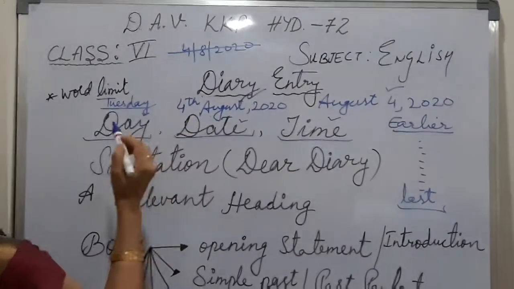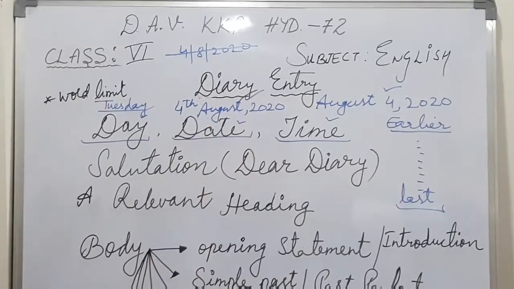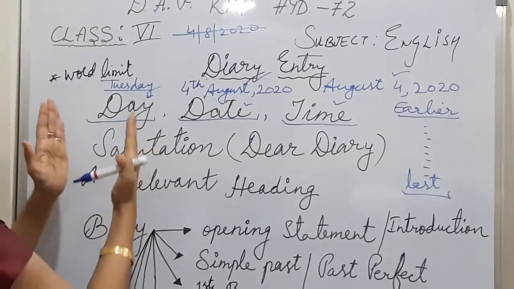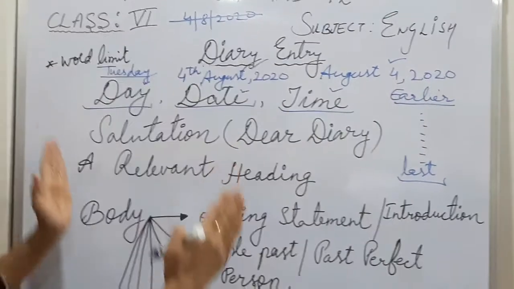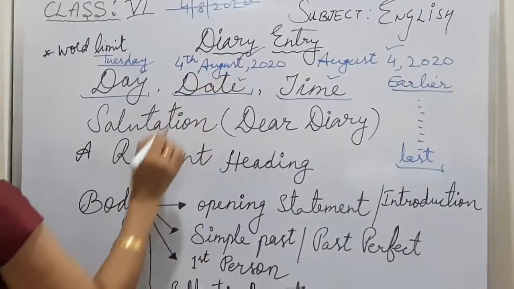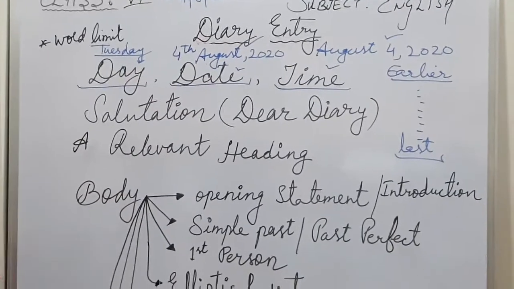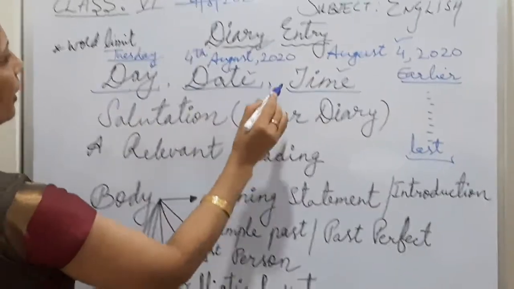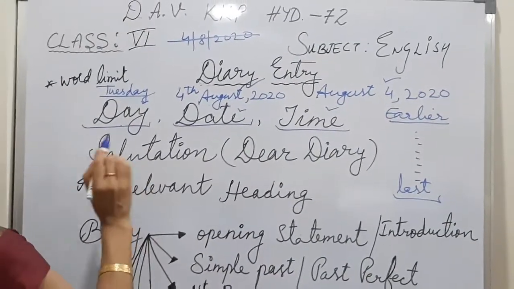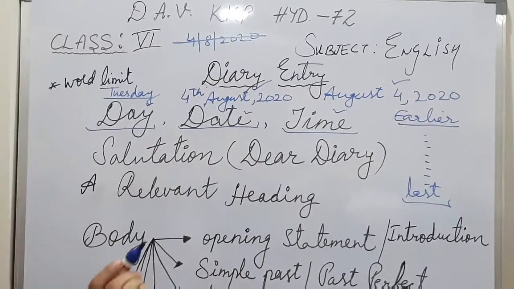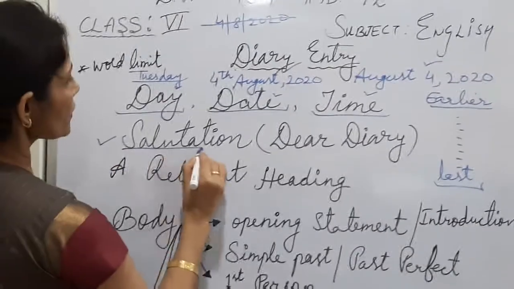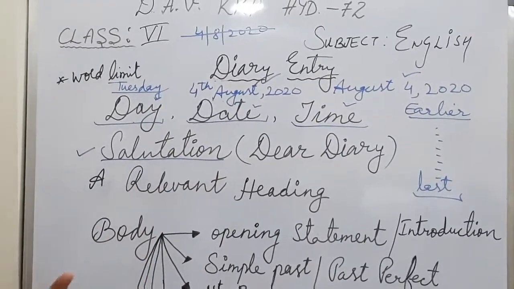So this was about the day, date and time. When we discuss the format, I will tell you where to place the day, date and time on your page while you are writing the diary entry. Now, first of all, in the guidelines, remember that these 3 things are mandatory. Very, very essential. So don't forget to write these 3 things. Now, moving on to the next. Next is salutation. Salutation means how to start the diary.